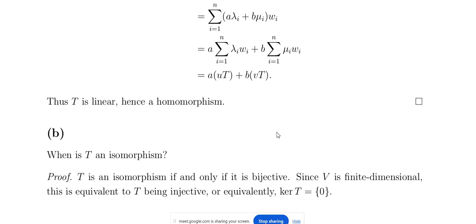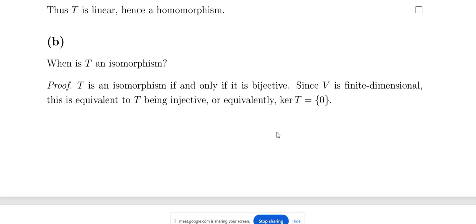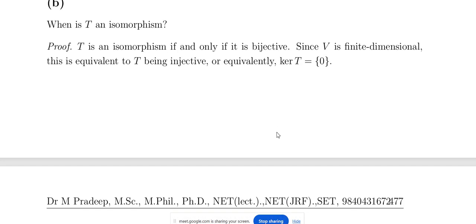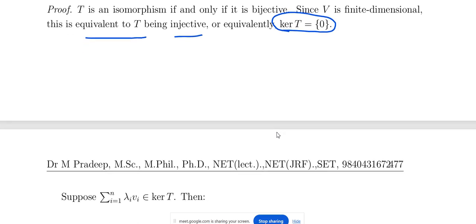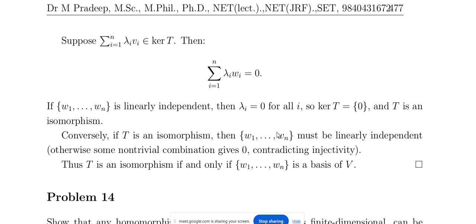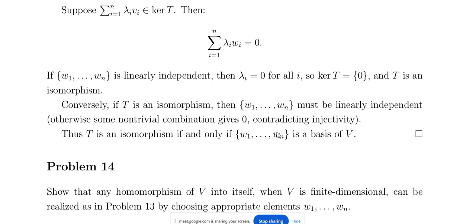That is a homomorphism. Is it an isomorphism? We have to prove it is bijective. Here V is finite dimensional, so this is equivalent to T being injective, that means kernel T equals 0. This is a very important result, I think you should look at it. Kernel T should be equal to only the identity element, that is 0. So T is an isomorphism.